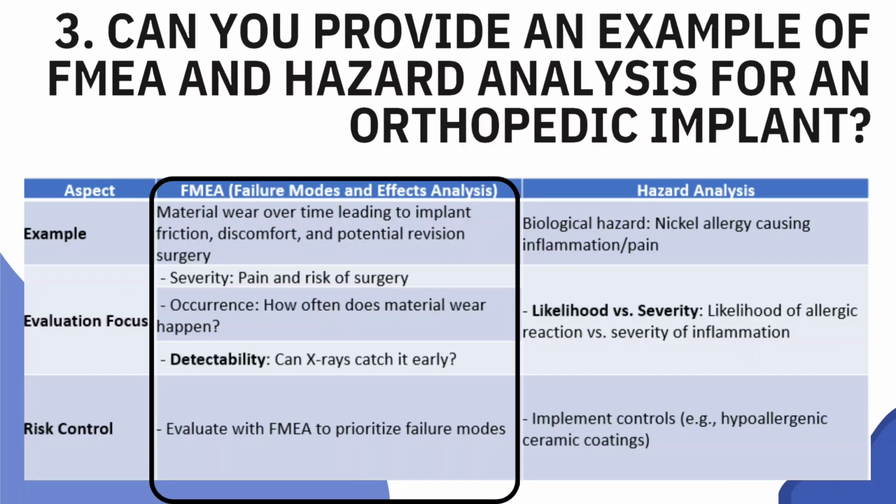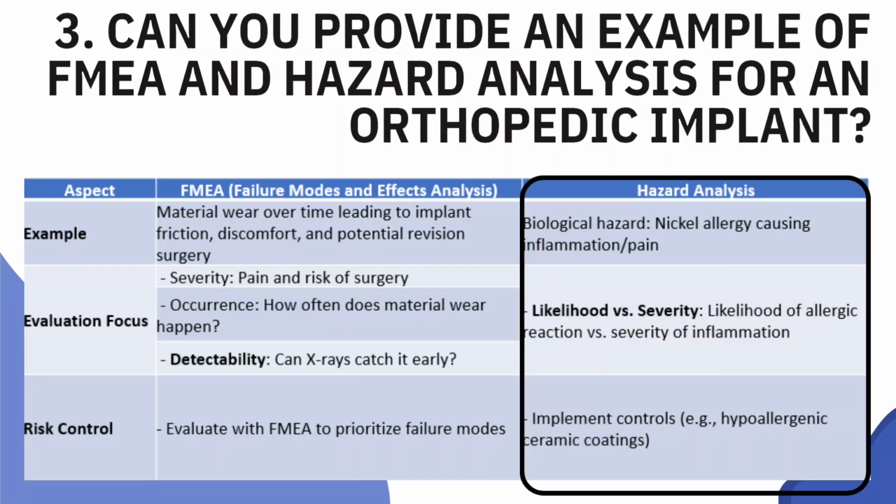FMEA. One failure mode, material wear over time. This could increase friction, cause patient discomfort, and even lead to a revision surgery. We'd evaluate the occurrence, how often this happens, severity, pain, surgery risk, and detectability. Can we catch it early with x-rays?